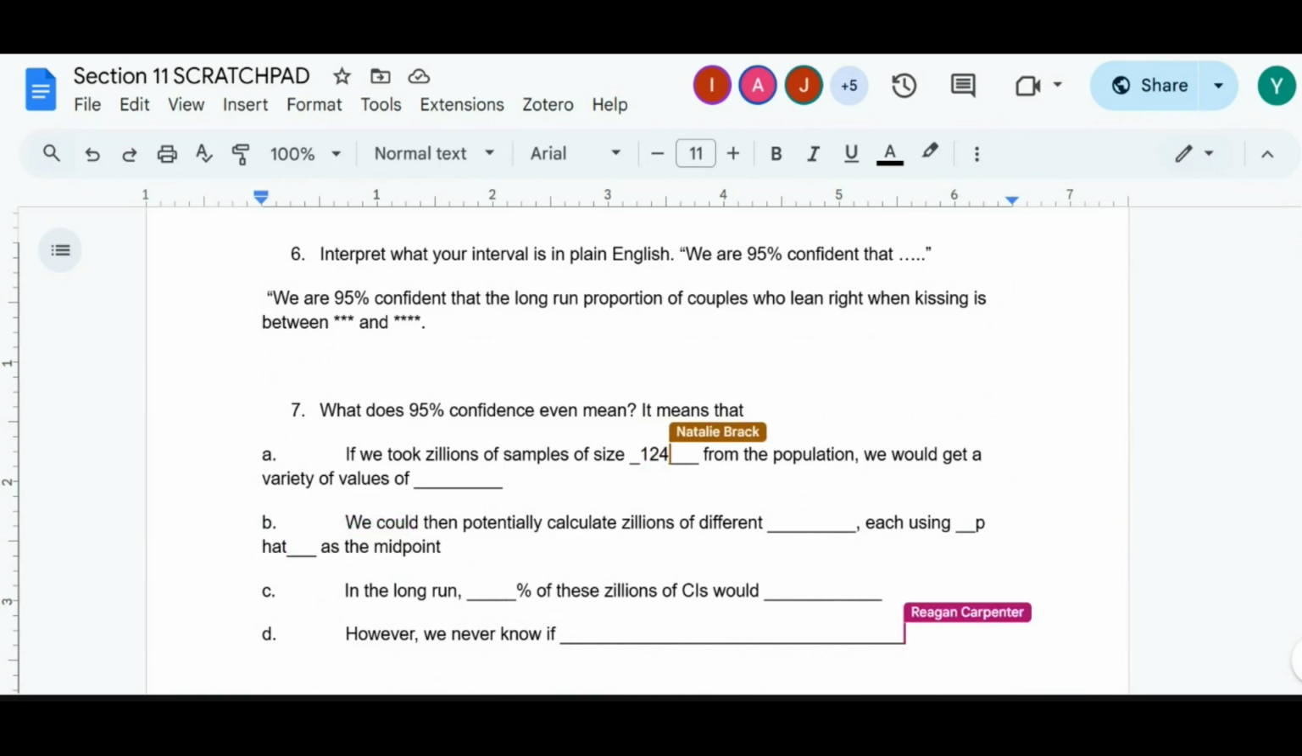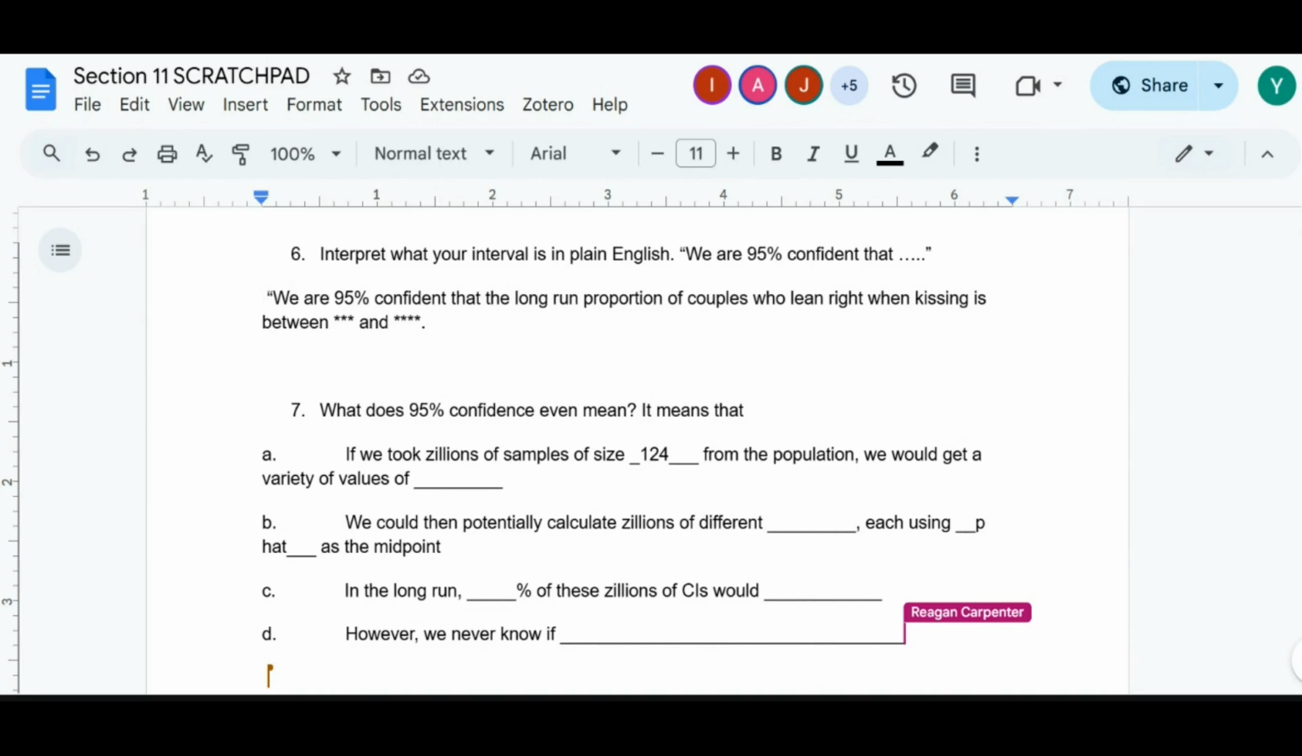That's right. In other words, if I every day went out and looked at 124 kissing couples, it will give me a crazy impression, but that's beside the point. If I took samples of size 124 every single day, we will get a variety of values of what? What is the thing that I would measure every day? What is the thing that would be different each day?